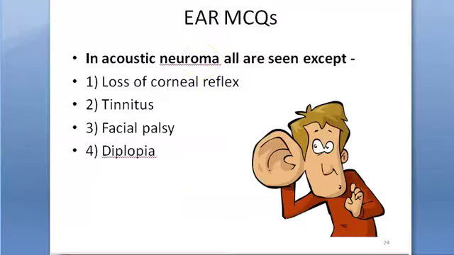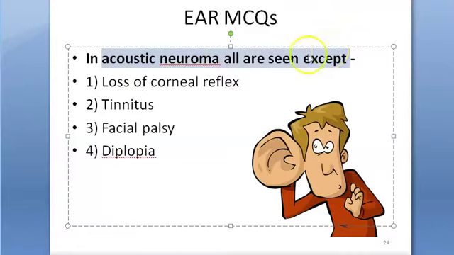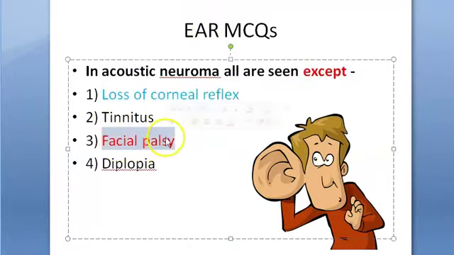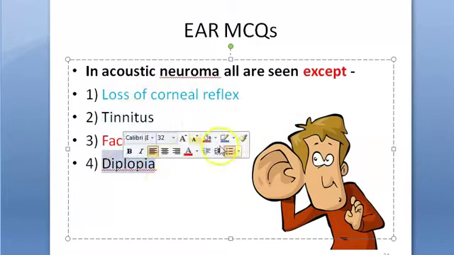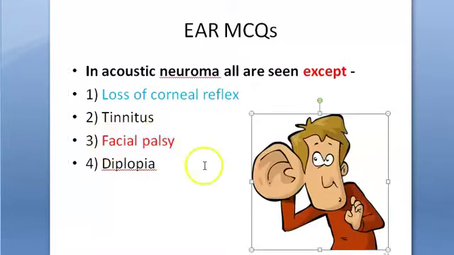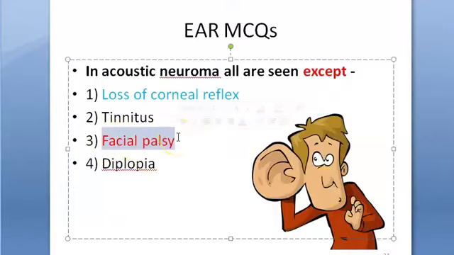Shall we? Acoustic neuroma, all are seen except loss of corneal reflex. We saw this, no. This is the sign. So this will be there. Facial palsy, not complete, okay guys. So facial palsy won't be there. So acoustic neuroma, don't say facial palsy. Tinnitus, diplopia can be there. Tinnitus very early it will be there. Diplopia will be a late feature. So facial palsy you can rule out, guys. So answer here is facial palsy. Though it has some pressure on the facial nerve, facial palsy they are not saying is associated.